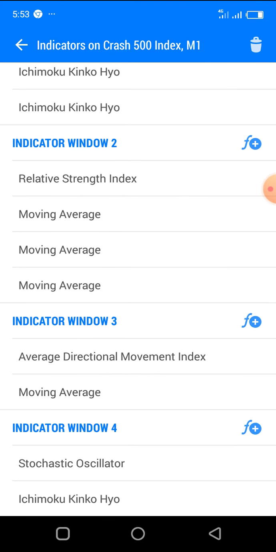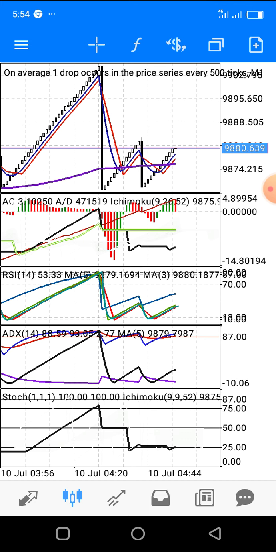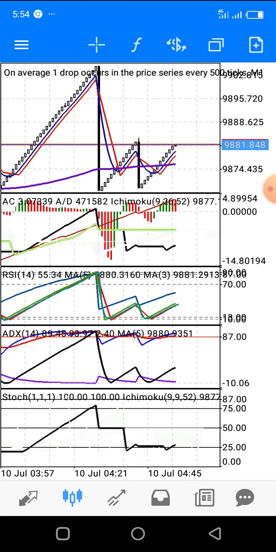For the stochastic and the Ichimoku, I've given you the settings for the other one. But for this one, the one I'm talking about now, this stochastic, I've also given you the settings for this stochastic and Ichimoku. So these are the main settings which you need to use as a confirmation. I pray that this improves your trading life.